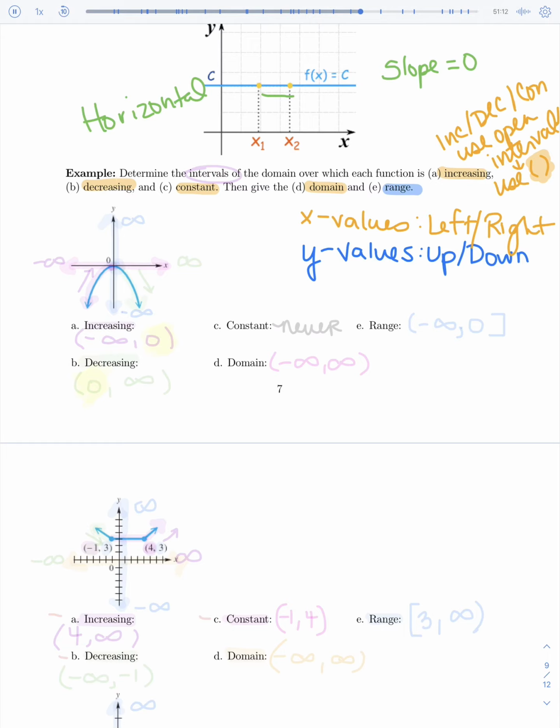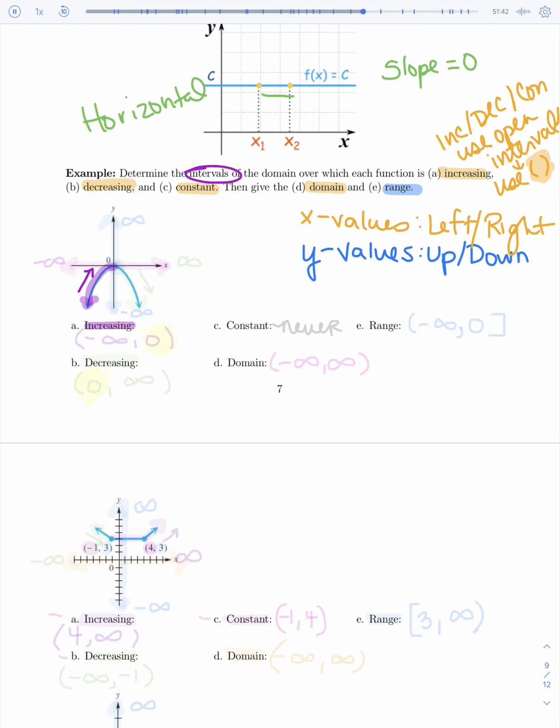Well, as we trace our graph from left to right, and I'll only trace this first half of the graph, notice I am going up on the first part of the graph. So I have a positive slope. That's the part of my graph where I am increasing. Well, how do I write that out in interval notation? Because they said that they want intervals.